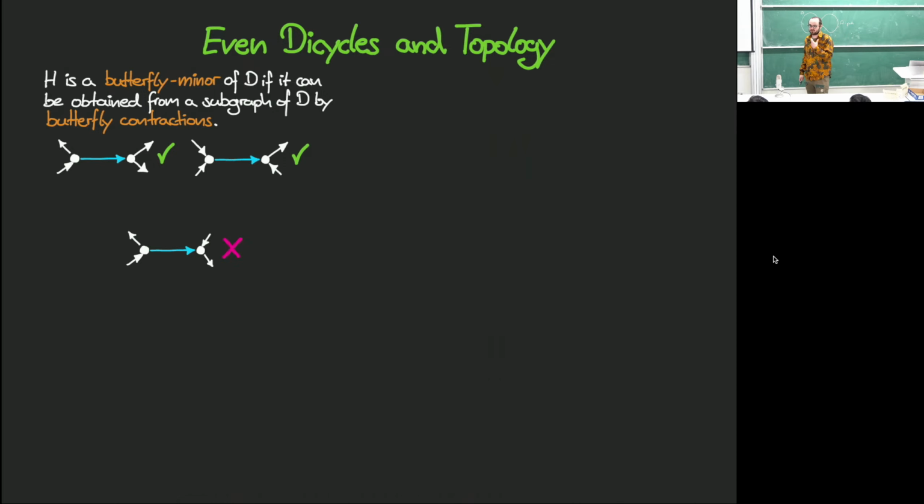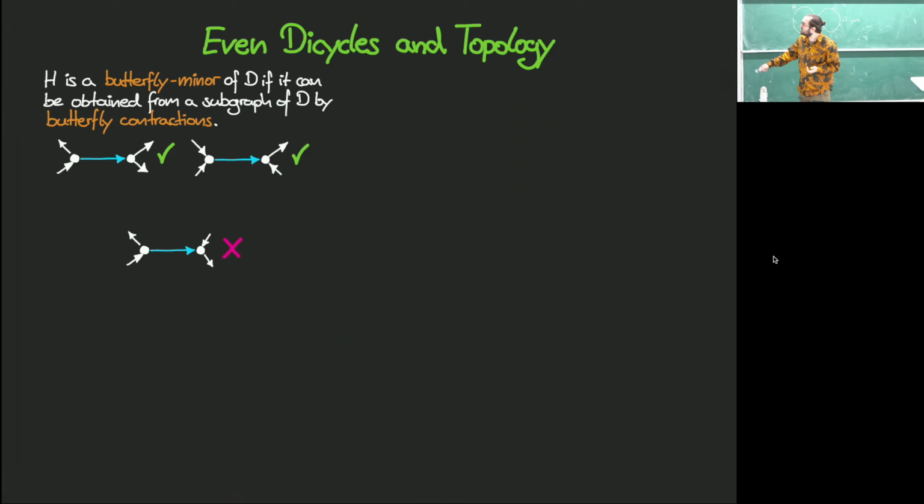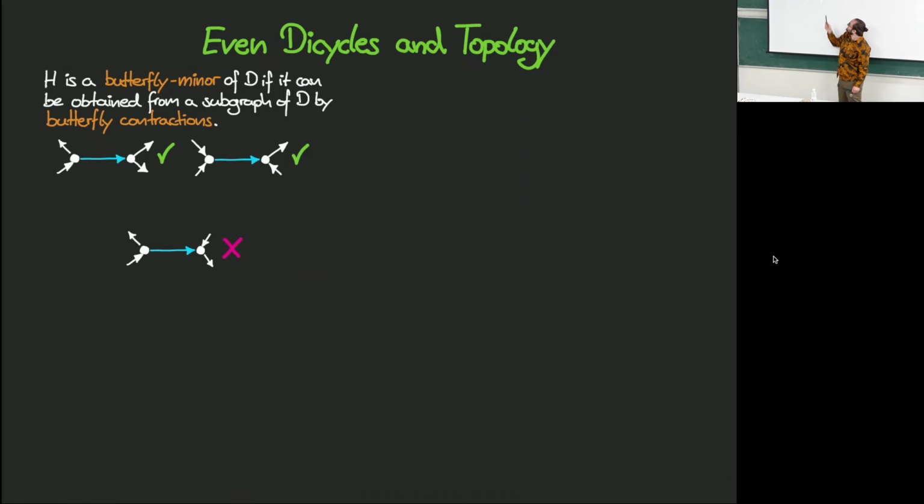This is just a definition for a sort of minor relation on directed graphs. I say that a digraph H is a butterfly minor of a digraph D if I can take some subgraph of D and then perform butterfly contractions to obtain H. A butterfly contraction is just that I'm allowed to contract certain types of edges. I'm always allowed to contract an edge if it is the only incoming edge of its head, or if it's the only outgoing edge of its tail. These two situations are fine, these are safe, but if an edge is neither the only outgoing nor the only incoming edge, this is a situation I cannot reduce.